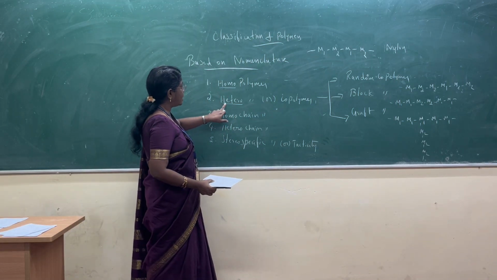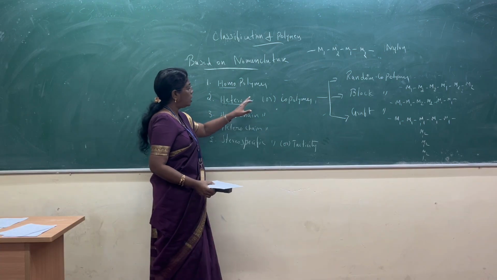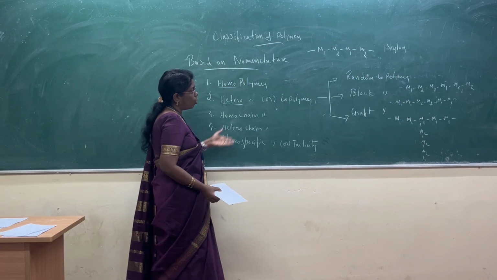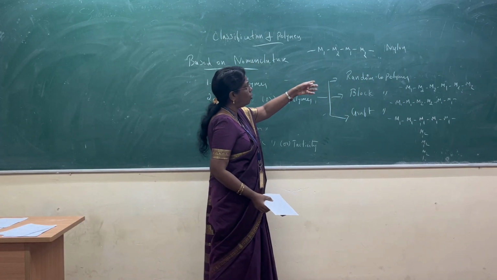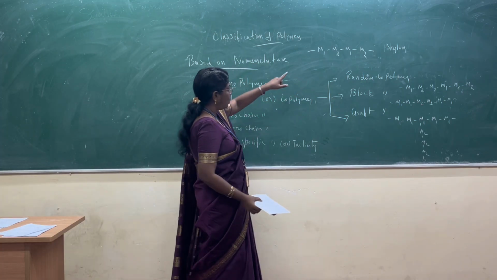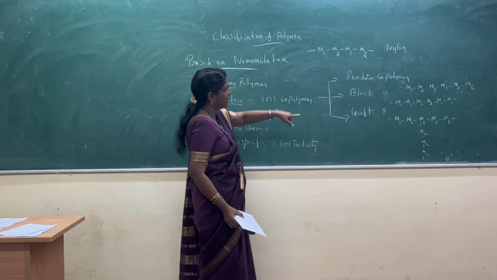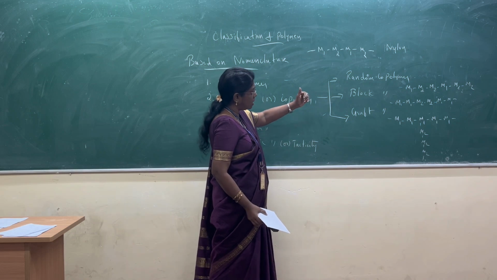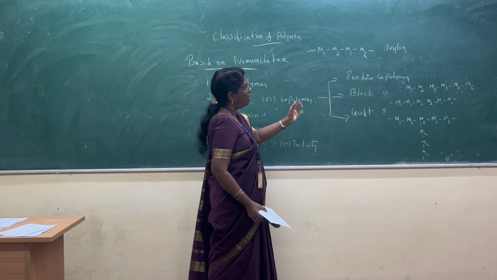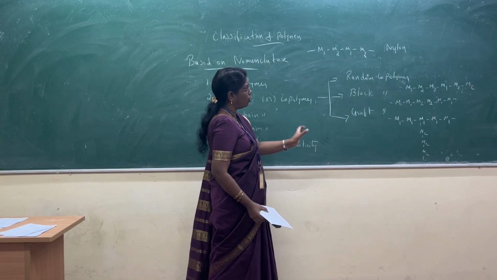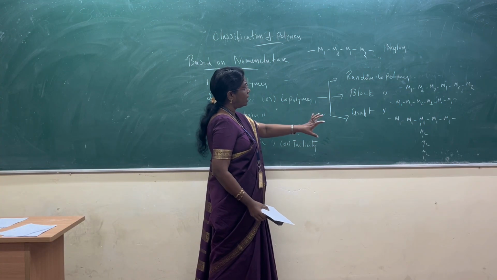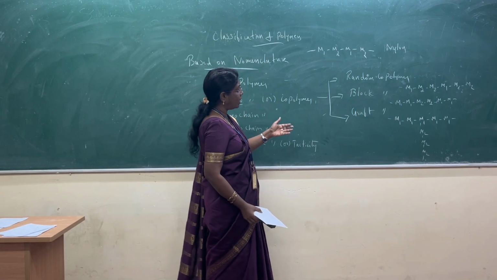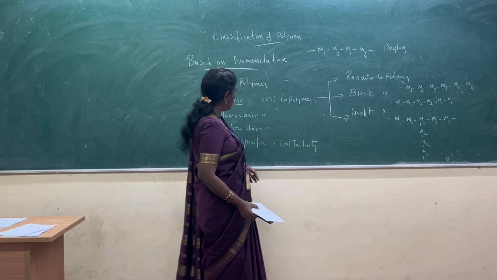So second one is a heteropolymer or copolymer. Hetero is a different type of monomer, M1, M2, M1, M2. The example is nylon. Based on arrangement of monomer, there are three different types: random, block, graft. Random means randomly arranged monomers. Block means M1, M1, M2, M2, M1, M1, M2, M2. That is called a block. And the graft, M1 is a main chain and M2 is a side chain.